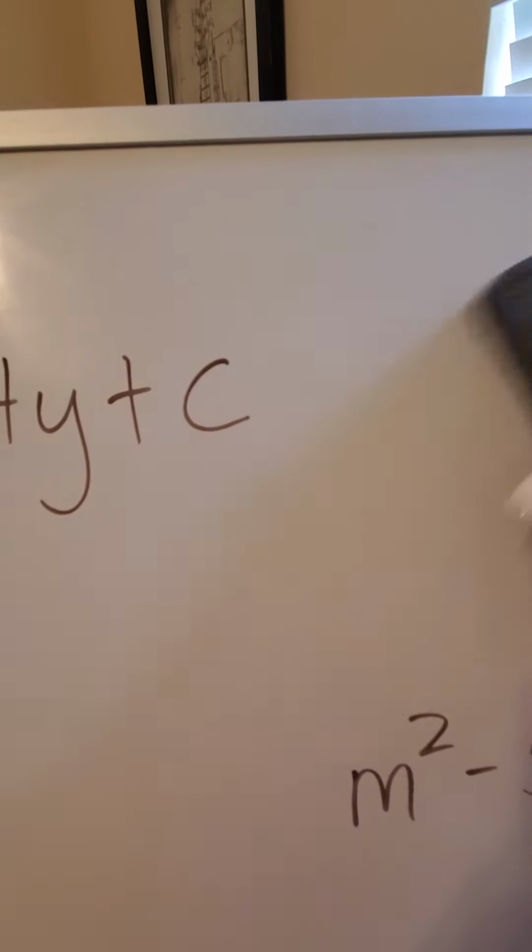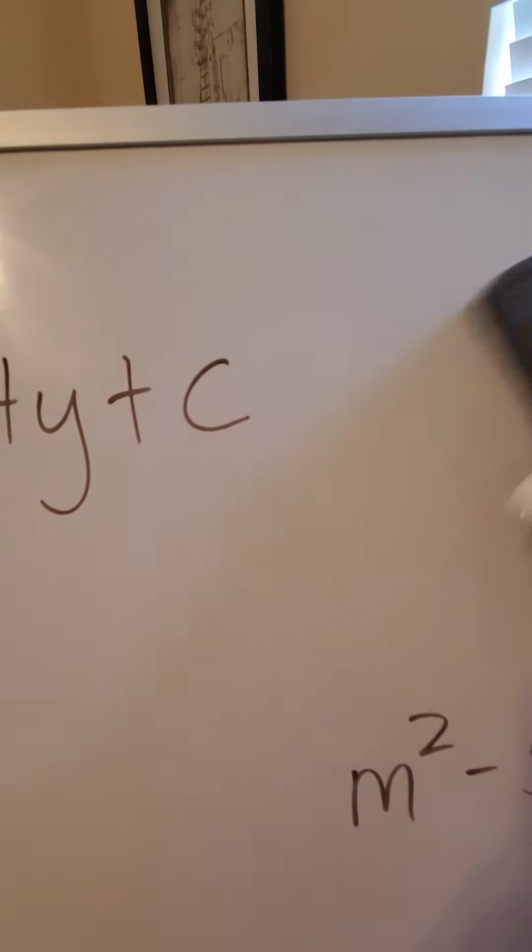So all you have to take is the B value, in this case negative 14, and every time, doesn't matter what it is, you're going to divide by 2 and square it. So negative 14 divided by 2 is negative 7, and negative 7 squared is 49. So that becomes my number there. That becomes my C, 49.